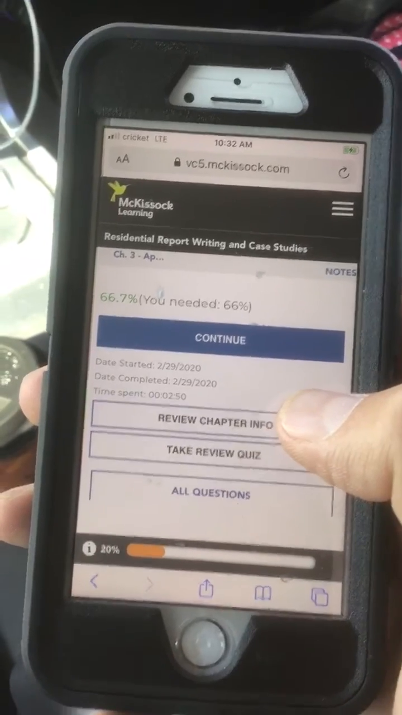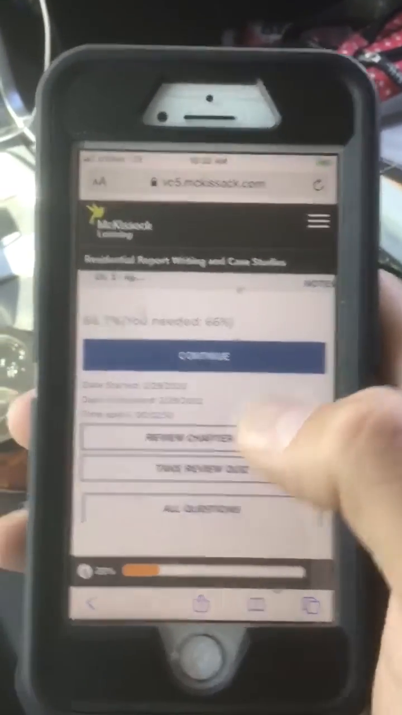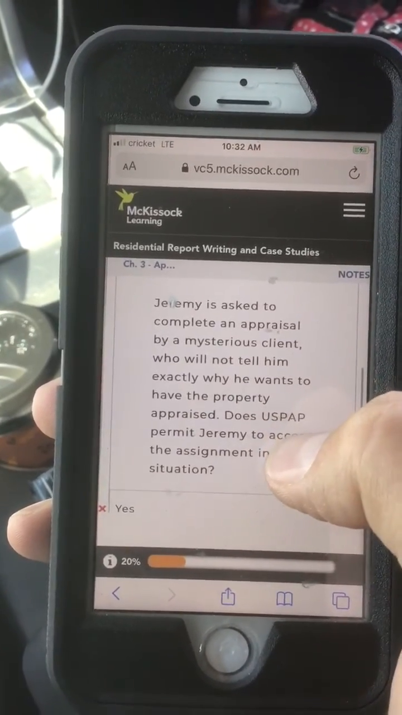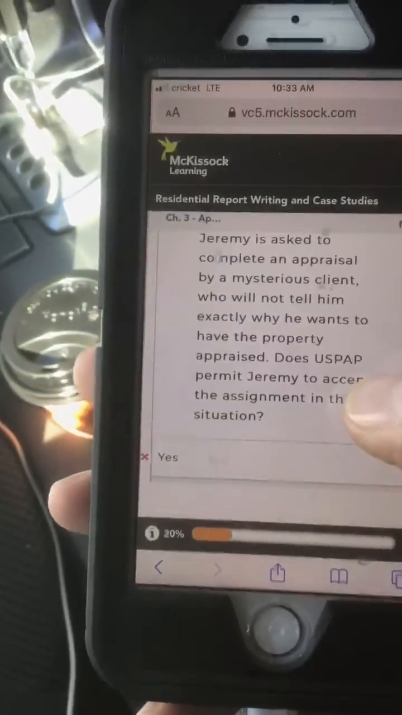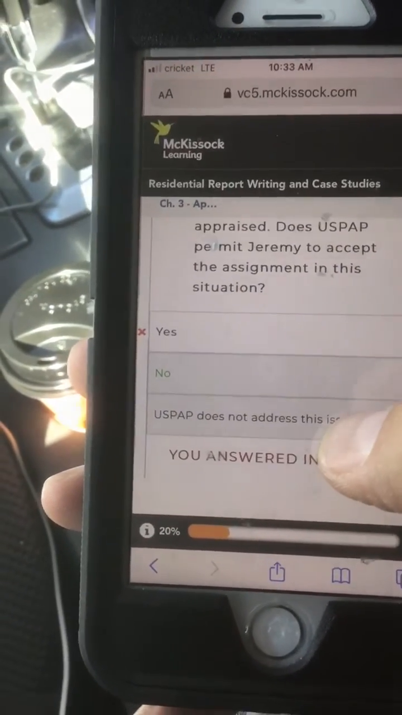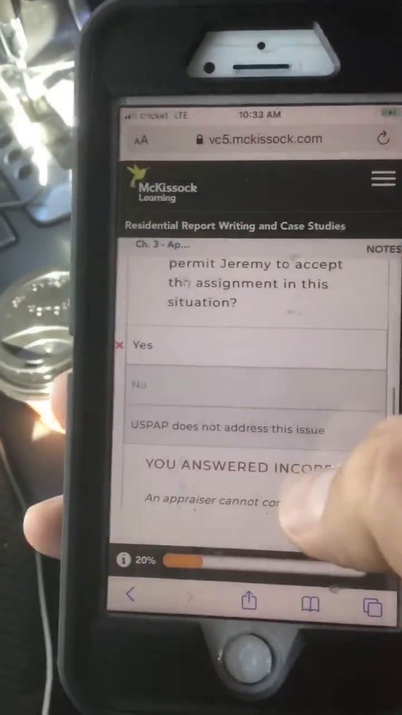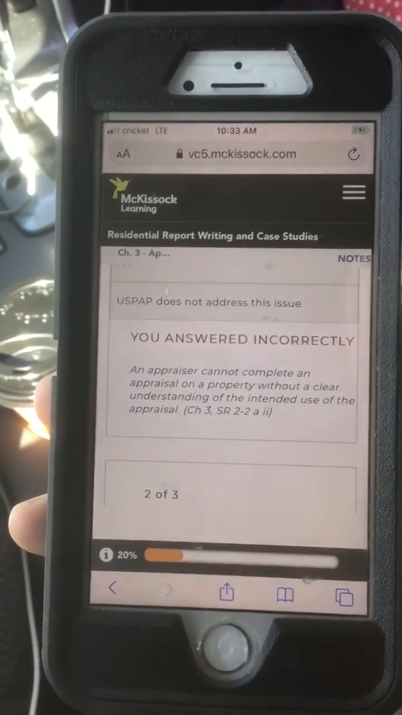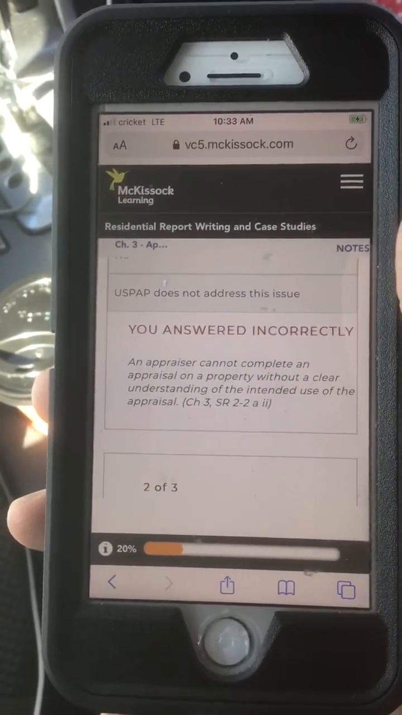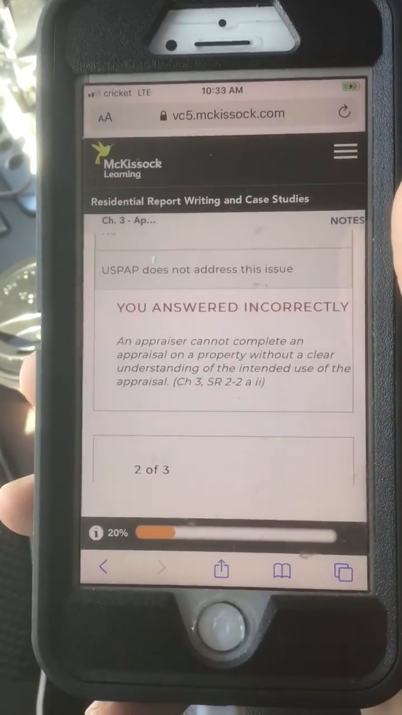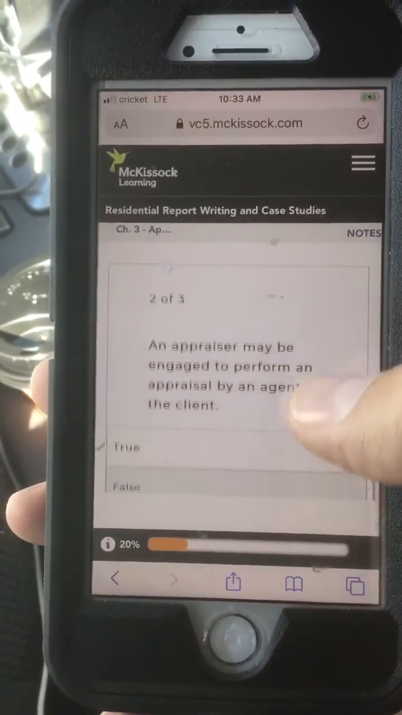You got a 66.7%. You needed 66 to pass. Continue. Or let's review. Jeremy is asked to complete an appraisal by a mysterious client who will not tell him exactly why he wants to have the property appraised. Does USPAP permit Jeremy to accept this assignment in this situation? I said yes. That is incorrect. The answer is no. An appraiser cannot complete an appraisal on a property without a clear understanding of the intended use of the appraisal. Chapter 3, Standards Rule 2-2, Roman numeral 2.